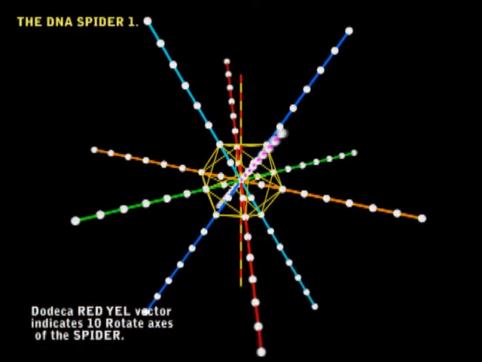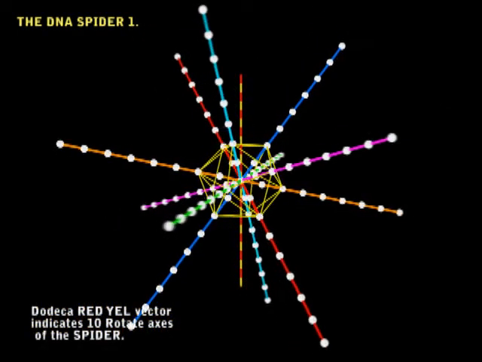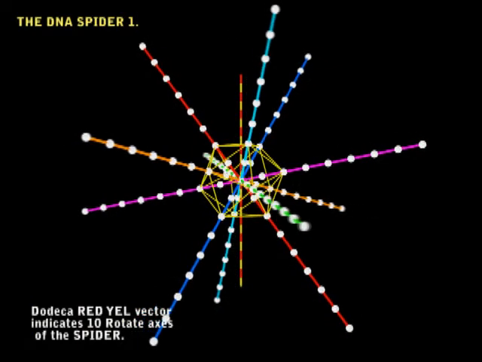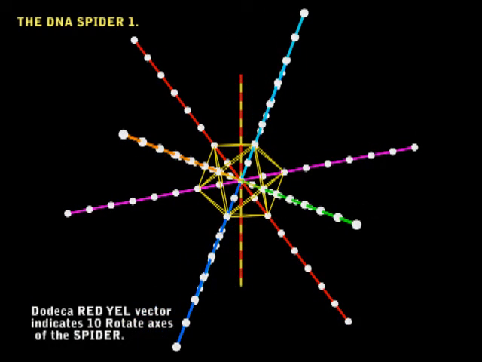The spider is rotating around the red and yellow vector. Now this vector is one of the 10-20 vectors of the dodeca. Now this vector indicates the rotational axis of the DNA going around a nucleosome. So I think it's a good idea to use this one vector to show the axis.